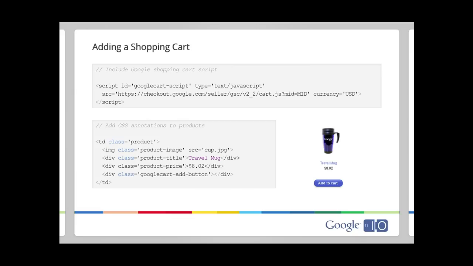Now, how easy was it to add the shopping cart? It was just a simple two-step process. First, include a Google shopping cart script, basically one line of code. Next, annotate your products with various attributes, just a few more lines of code. The annotations are used by the shopping cart script to identify the items for sale and update the shopping cart. And that's all it takes to add a simple shopping cart to your site.